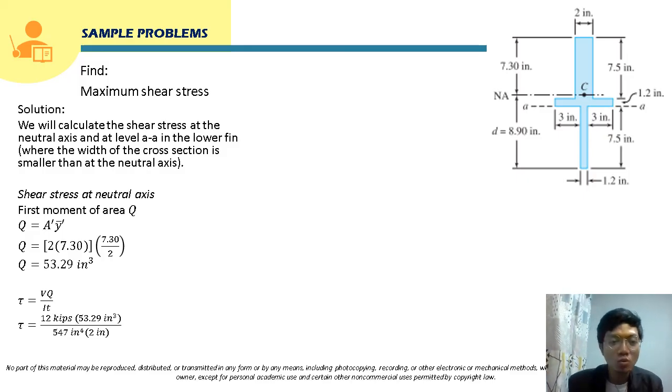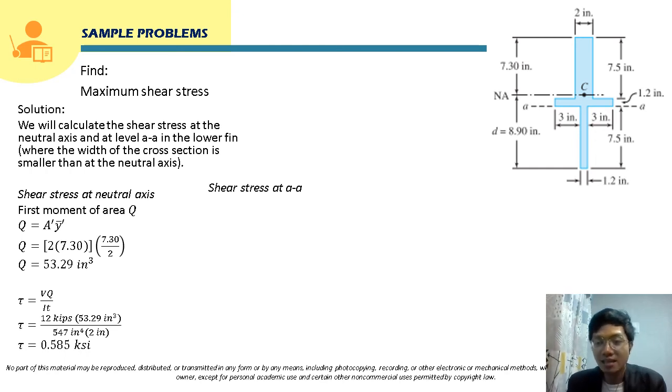So yung V natin 12 kips, yung Q natin 53.29 inches cube. Our I is 547 inches to the fourth, and yung T natin dito, class, is ito. Diba? So yung T natin dito ay 2 inch. Ayan. So, the shear stress at the neutral axis is 0.585 KSI. So, we are going to solve also the shear stress at level AA.